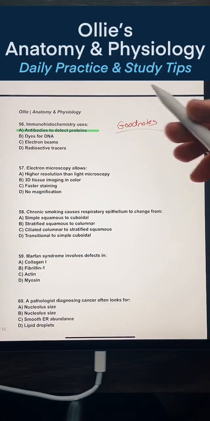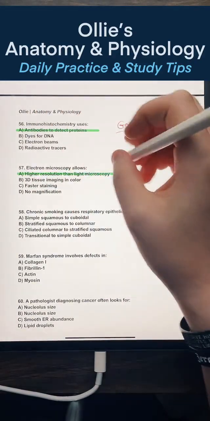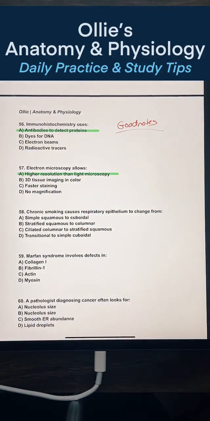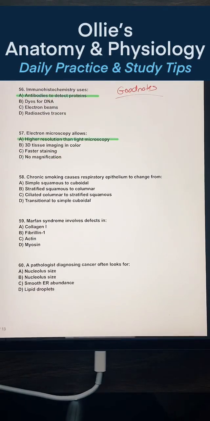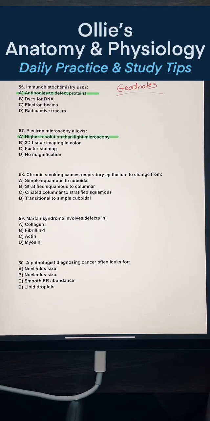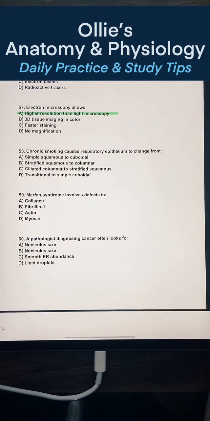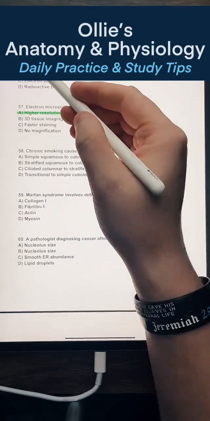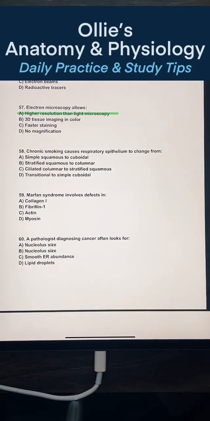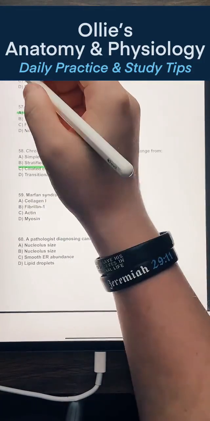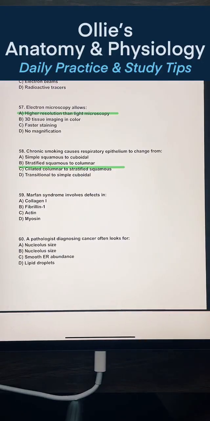Number 57, the answer is A. It is a higher resolution than light. Number 58, chronic smoking causes respiratory epithelium to change from what? A, B, C, or D? Last 3 questions here. We'll breeze through these. Number 58, the answer is C. So again, if you have chronic smoking, it's going to cause your respiratory epithelium to change from ciliated columnar to stratified squamous.